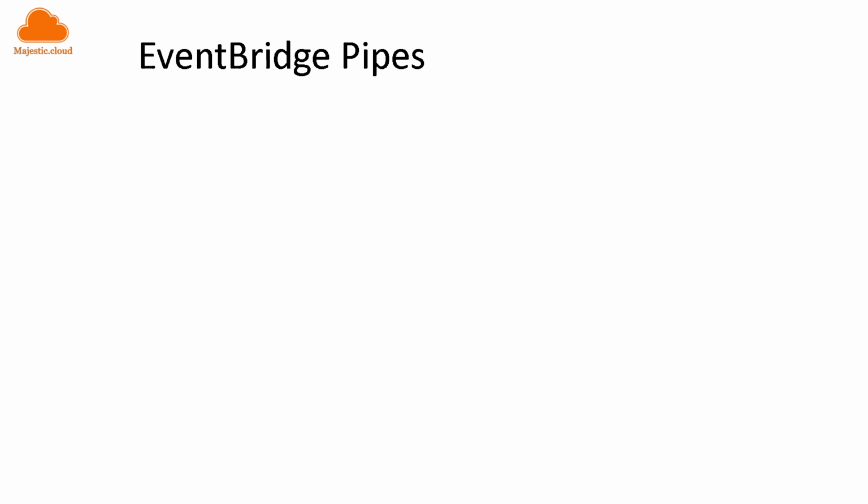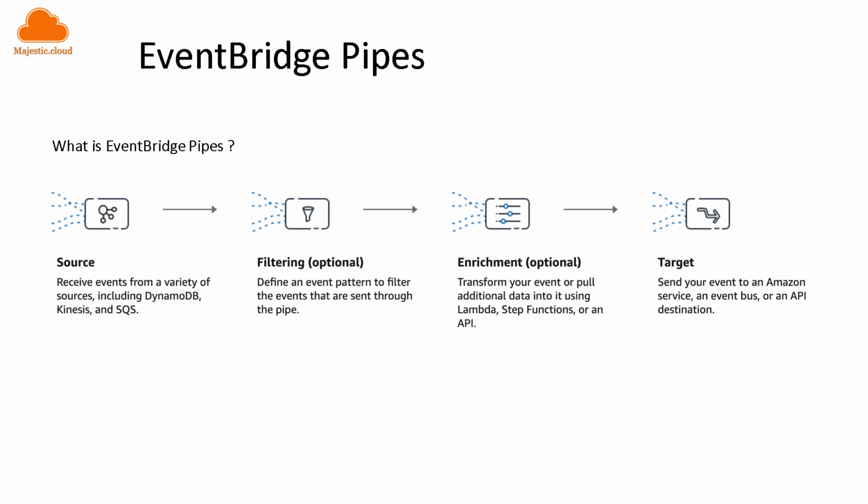Now, EventBridge Pipes was released at the 2022 re:Invent and it allows you to connect different types of sources with targets and helps you build event-driven architectures in an easier way by reducing the amount of code you need to integrate the different types of services.